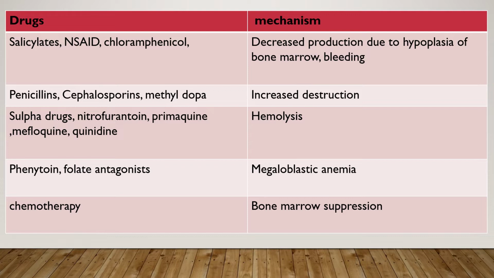Certain drugs can also cause hemolysis, for example, sulfa drugs, especially in G6PD deficiency, mefloquine, quinidine, primaquine. Certain drugs that antagonize folate can cause megaloblastic anemia, for example, anticonvulsants. And also certain drugs can cause bone marrow suppression, for example, chemotherapy drugs.